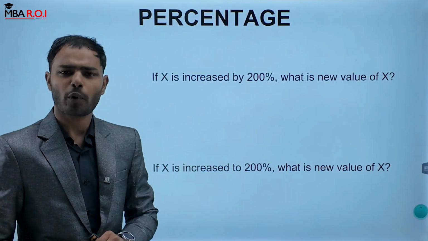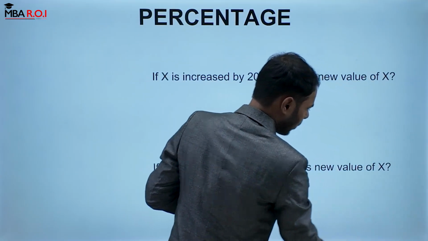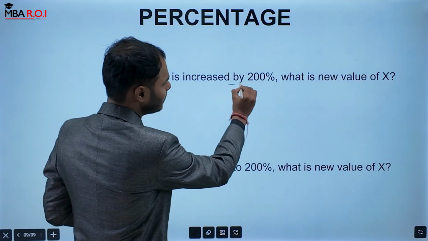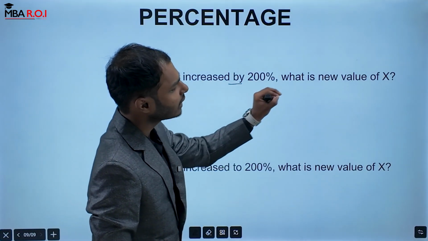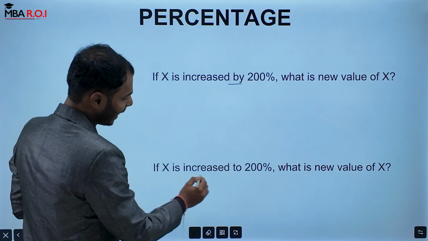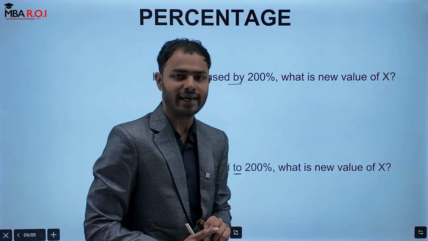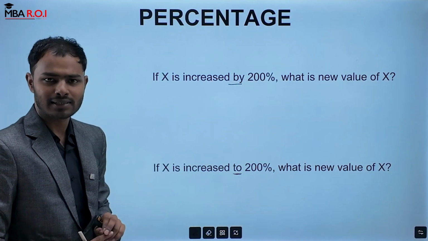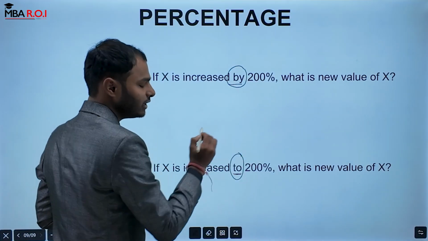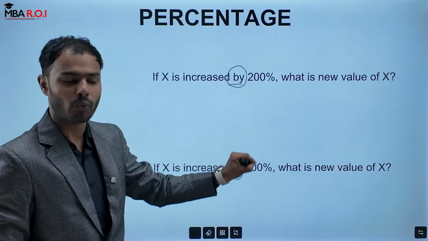Again, sometimes there is a problem of language. Now what is the problem? If you read these two questions, the first question says if x is increased by 200%, what is the new value of x? Similarly, the next question says if x is increased to 200%, what is the new value of x? Now, both the questions are similar. The only change is of increased by and increased to.